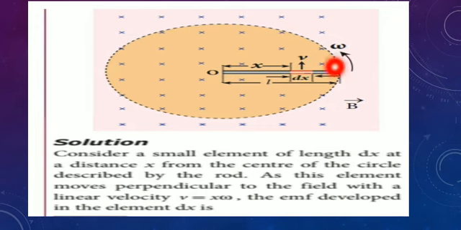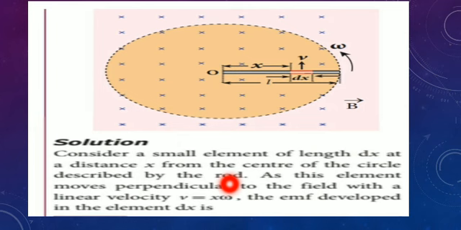The rod is in a magnetic field, the total length of the rod is L, and the displacement is taken as x, and dx is a small element. Due to the change in displacement with respect to time, a velocity arises, as the rod moves with angular velocity omega in the anti-clockwise direction. So the rod is in a uniform magnetic field. See this solution given. Consider a small element of length dx at a distance x from the center of the circle described by the rod.